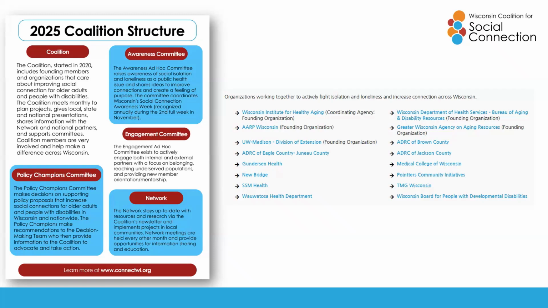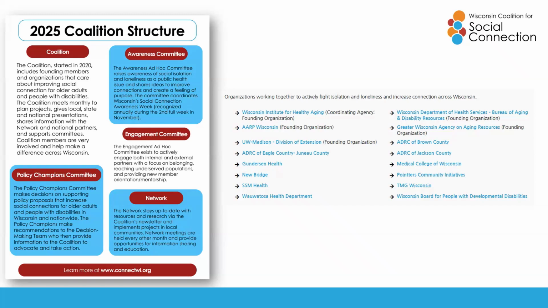They share ideas on how to increase connection and coordinate educational events during Social Connection Awareness Week, which is the second full week in November each year. The second committee is the Engagement Committee, which focuses on engaging internal and external partners on increasing connections for underserved high-risk populations. They also provide coalition orientation and mentorship to new coalition members.